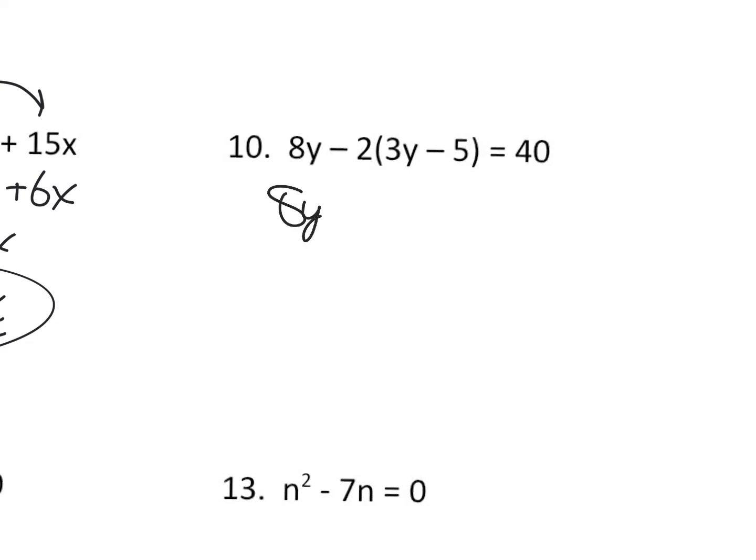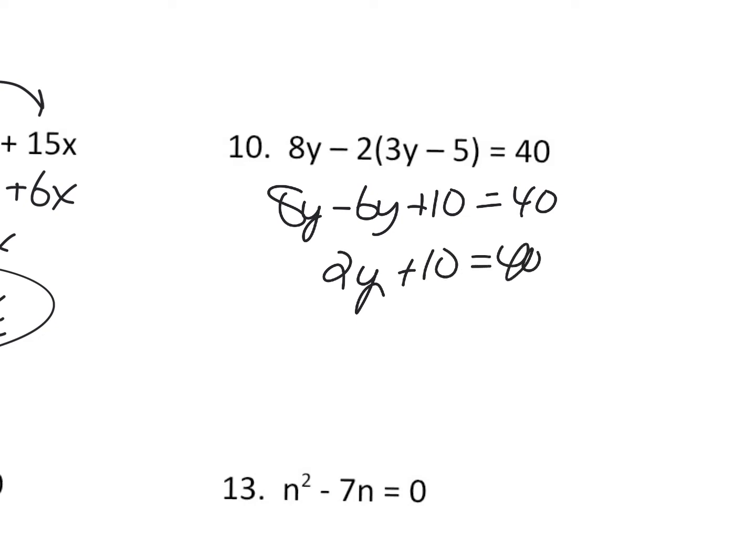So I'm going to distribute the negative 2. Make sure you know it's negative 2, which makes it a negative 6y and a positive 10 equals 40. So it gives me 2y plus 10 is 40. Move the 10 over. If you do 40 minus 10, that's 30. Divide it by 2, you get 15. And again, check your answer.